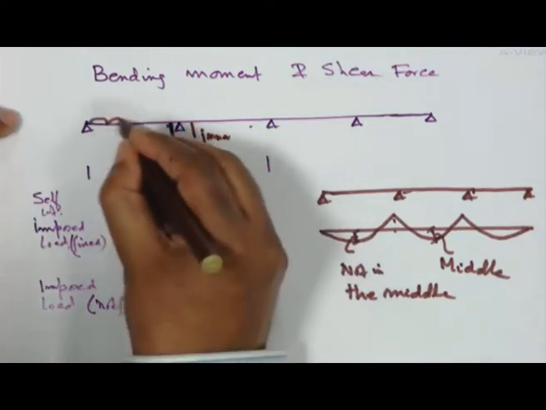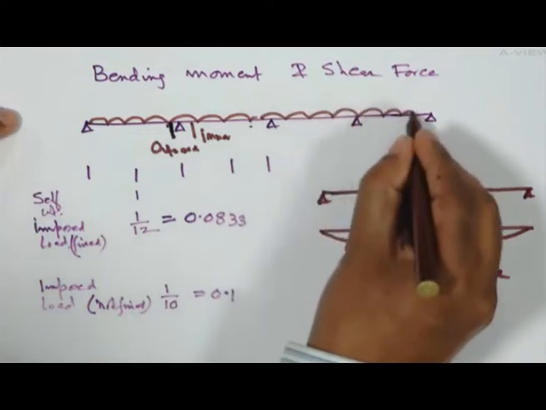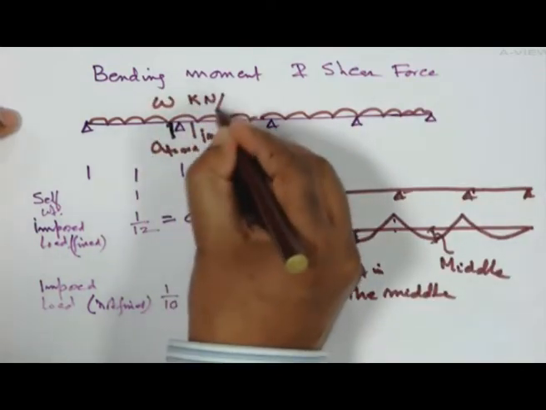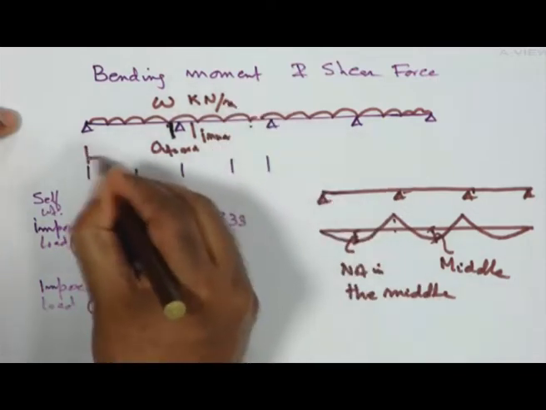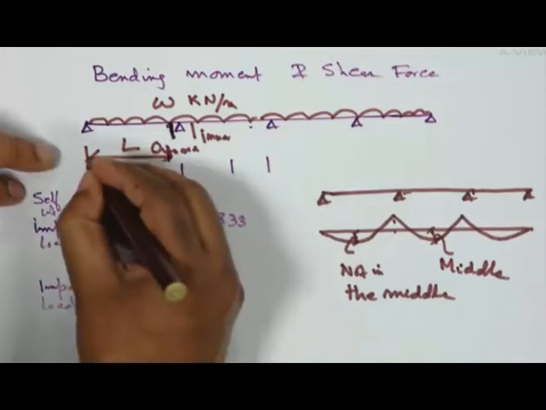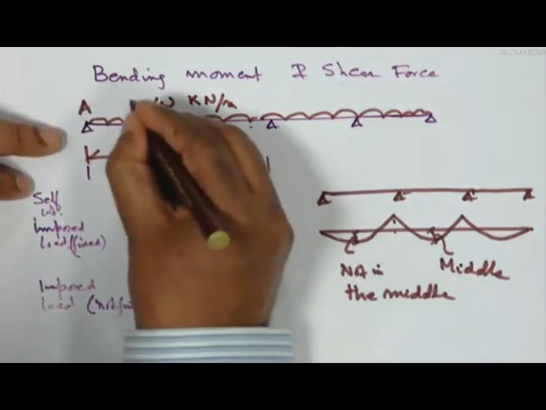Let us consider a uniformly distributed load, say W kilonewton per meter, and let us consider the length is L. So if it is length L, this bending moment is at A and this one is at B.